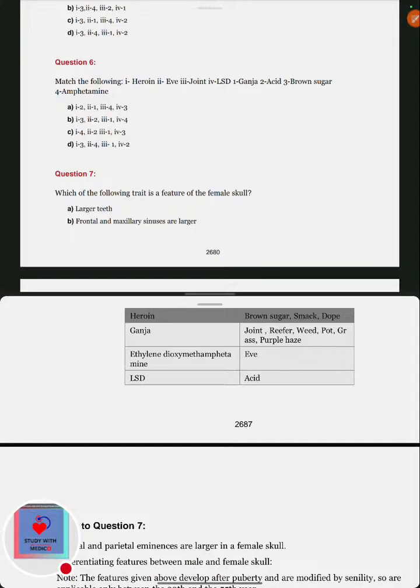Heroin is brown sugar, or smack, dope. Ganja is a joint, reefer, weed, pot, grass, purple haze. Methylenedioxymethamphetamine is ecstasy. LSD is acid.